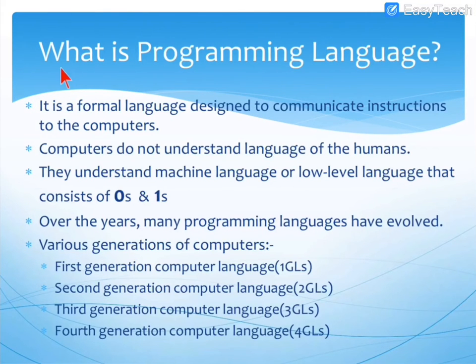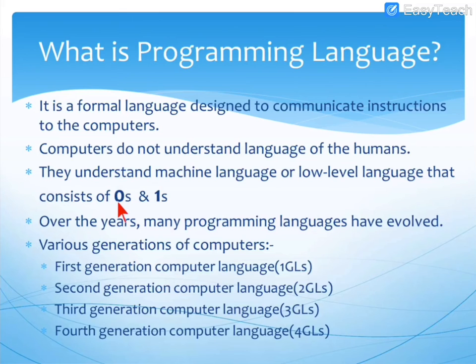So, we are going to learn what a programming language is. A programming language is a formal language which is designed to give instructions to the computers. Now, I already told you that the computers do not understand the language of the humans. Computers understand binary language, which consists of zeros and ones.